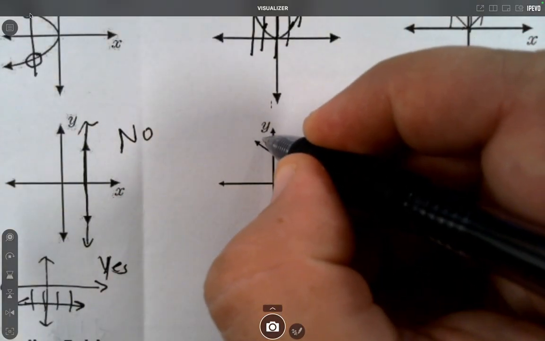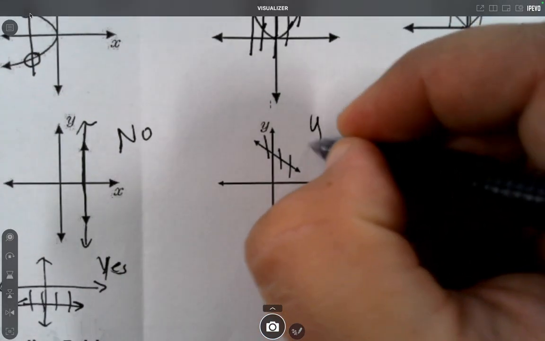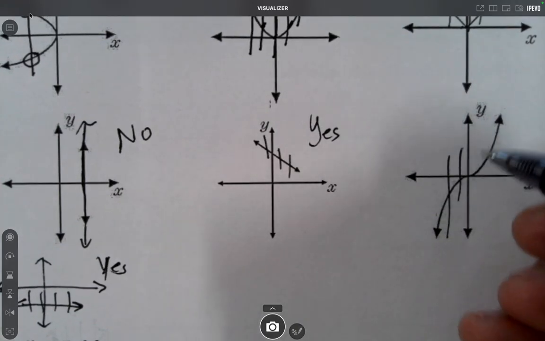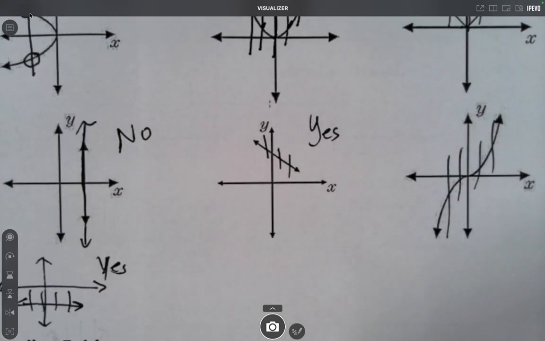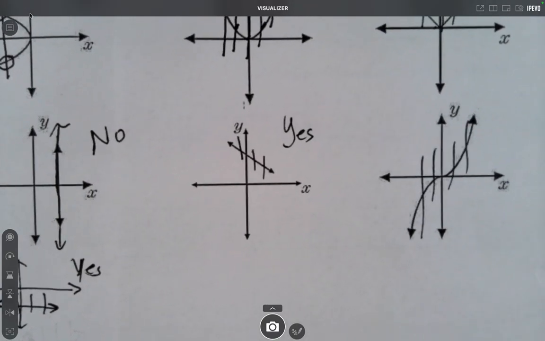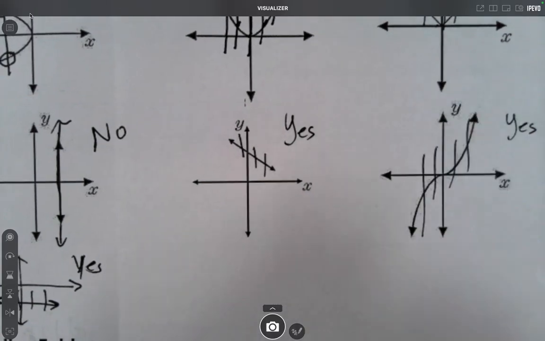Okay, on this one, it is a function because it only hits vertical lines 1 point at a time. For this one, it is also a function. It does some curving, but that's fine. Curves don't make you not a function. It's just when a vertical line hits your graph at more than 1 point. So yes, this is a function.